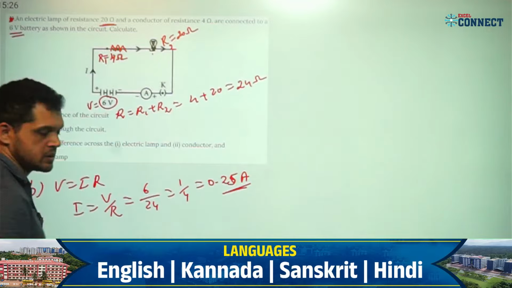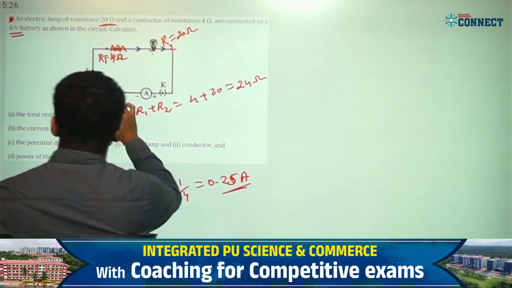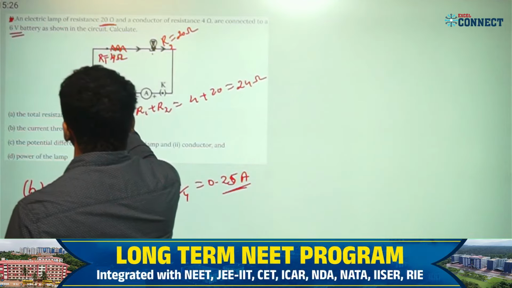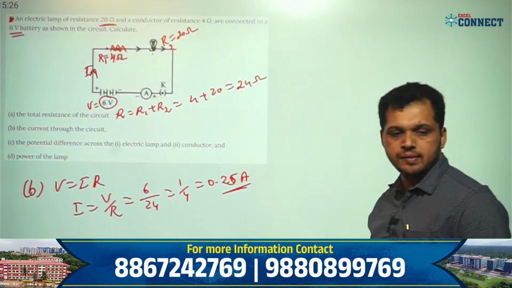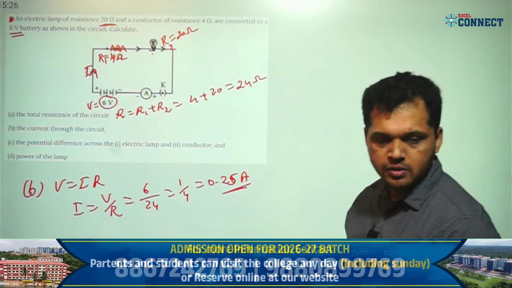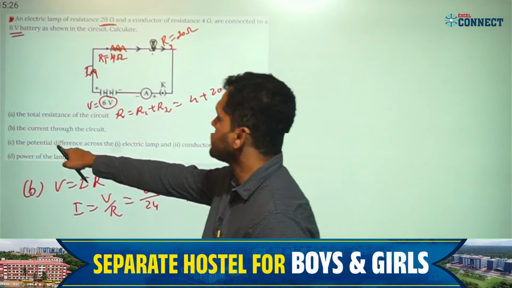0.25 ampere, right? This is the circuit current. Main current I is equal to 0.25 ampere is the circuit current. Yes. Next, one more question is C.